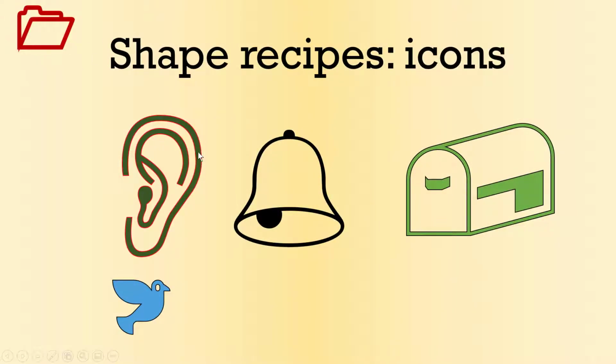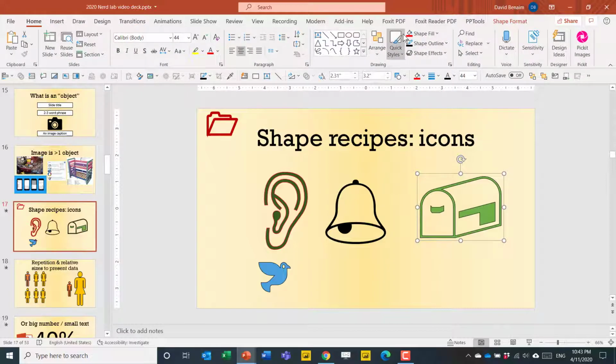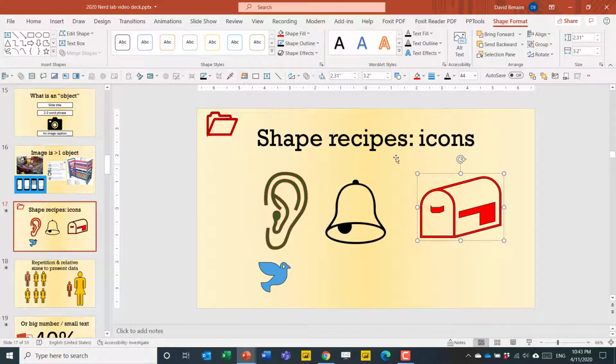So these things are icons. These are very clear images, but they are vector graphics in graphic design terms. And that means that you can click on it and you can completely change the color, the outline, etc., because PowerPoint treats it like a shape.